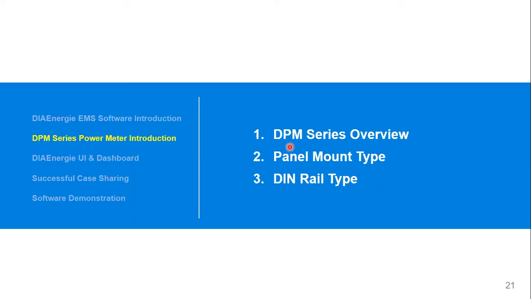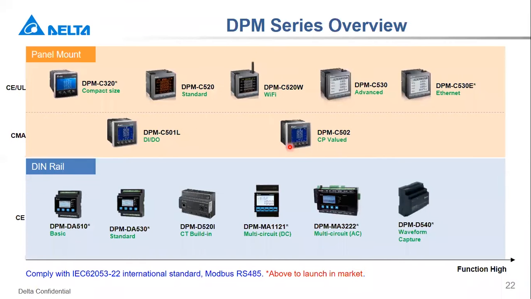Next one, let's go to the power meter. Actually, this is a so-called digital power meter. All the power meters from Delta do support Modbus RS485 communication. And here I separate by two portions. First one is the panel mount. You can see all the panel mount power meters we have right now. And here is the high function, which means the function of the power meter here is better than the left one.